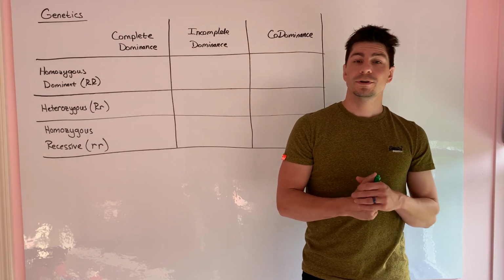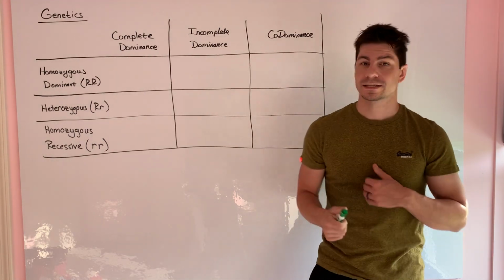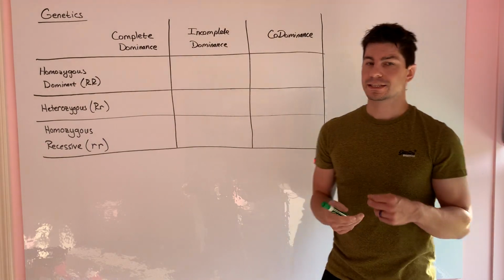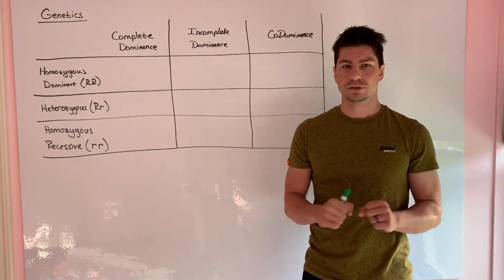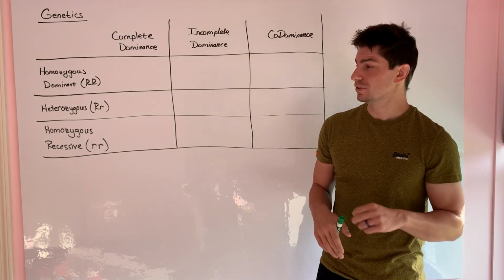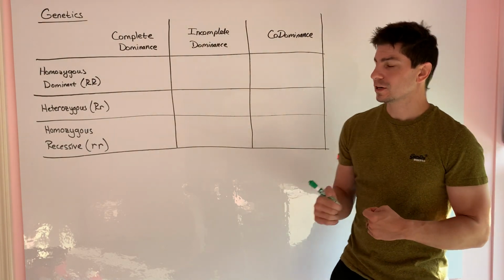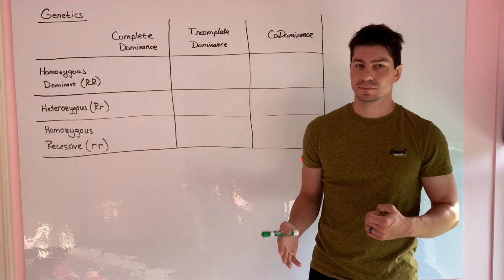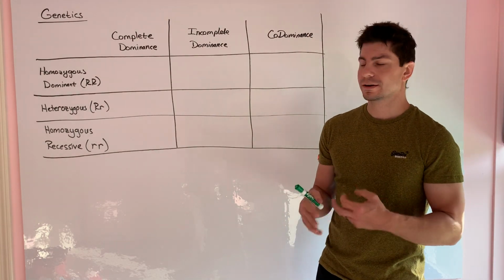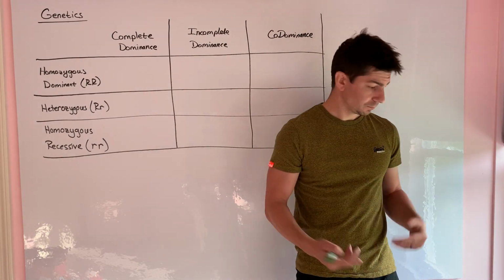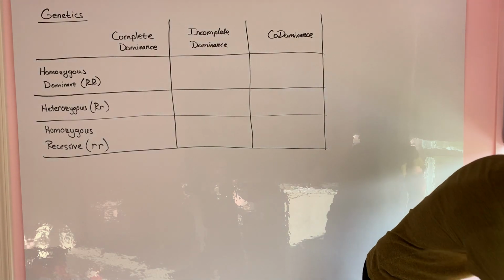Okay, so this time we are going to talk about genetics. In genetics, this is going to relate to meiosis and mitosis, a little bit more of meiosis, but we're going to talk about how you inherit things and what those inherited things actually mean for you. So, let's start off.